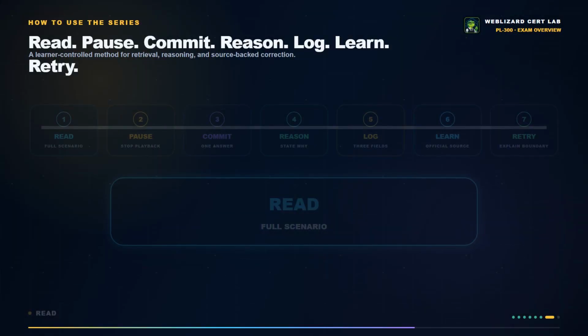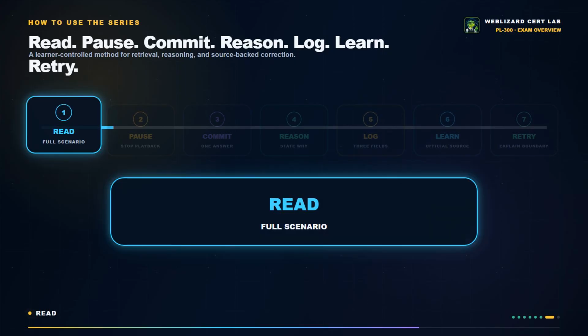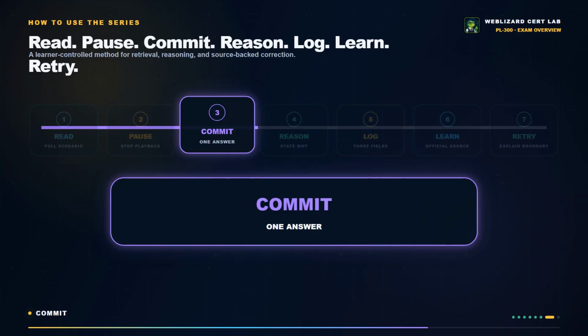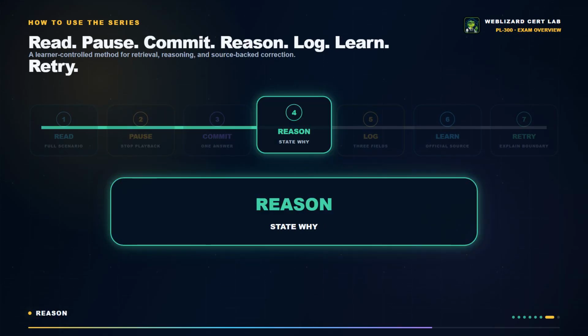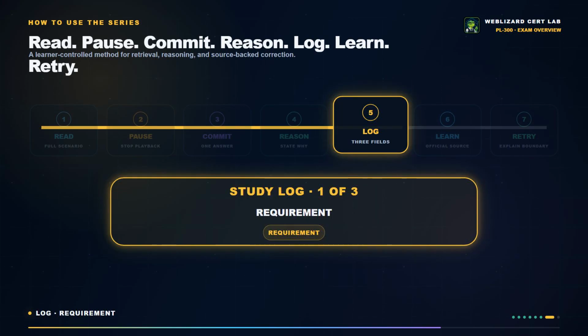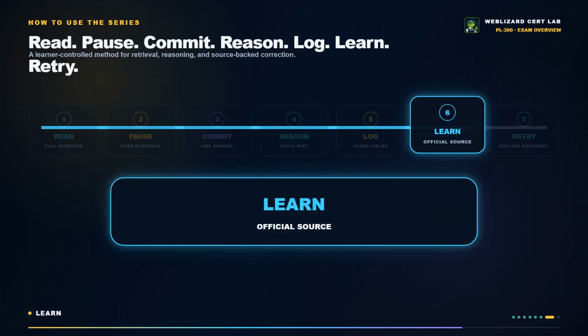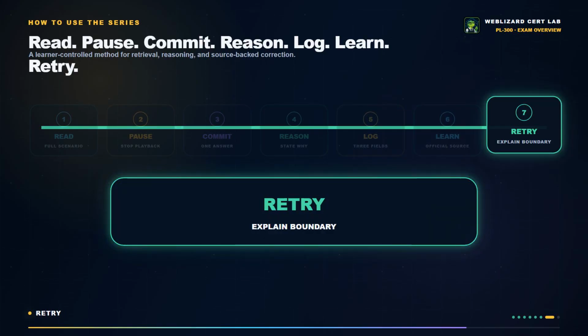Use each video as deliberate practice. Read every scenario fully. Pause playback. Commit to one answer and state your reason before continuing. In a separate study log, record 3 things: the requirement you may have overlooked, the Power BI boundary that could change the decision, and why your choice might fail. Revisit Microsoft Learn, then repeat the scenario until you can explain the boundary without guessing.